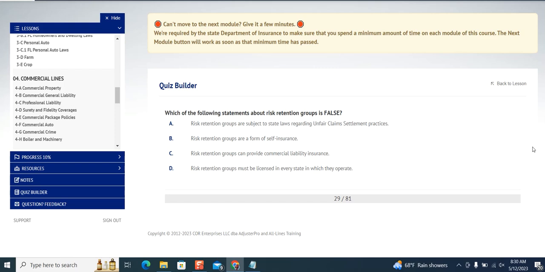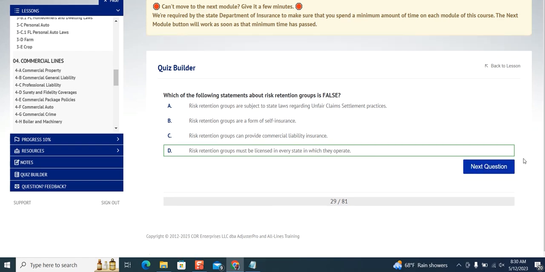Which of the following statements about risk retention groups is false? One of the big words that Andrew doesn't know about. Risk retention groups are subject to state laws regarding unfair claims settlement practices. Risk retention groups are a form of self-insurance. Risk retention groups must be licensed in every state in which they operate. I think that's false. Yeah, they don't have to be licensed in every state.